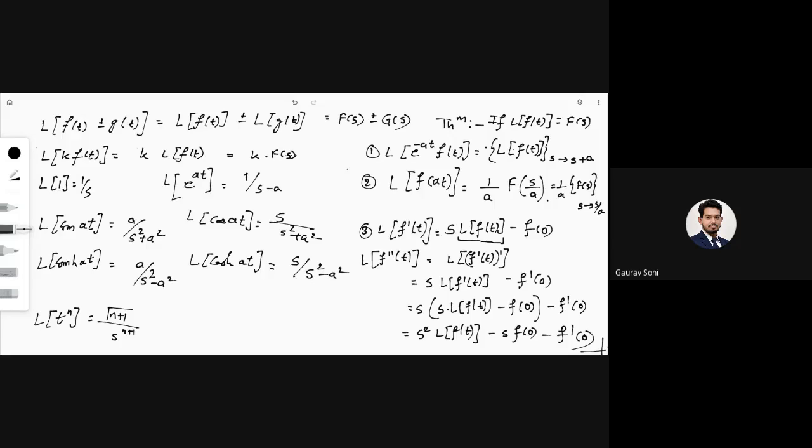Laplace of f double dash of t, I can find out in a similar way. I can find out the Laplace of the third derivative. Remembering the Laplace of the second derivative and third derivative is difficult, so we will just remember this formula. First one: s into Laplace of f of t minus f of 0. And wherever required, for the Laplace of the second derivative or third derivative, we will find it using the formulas.